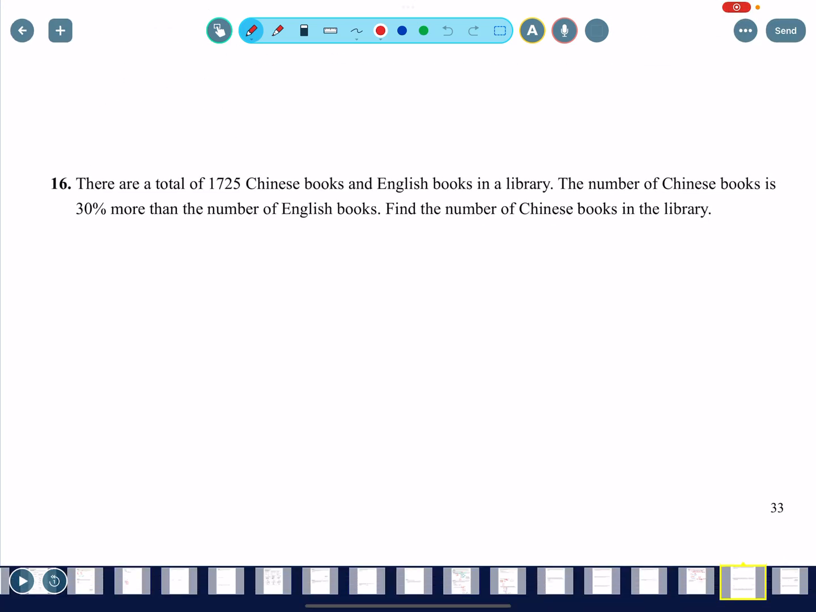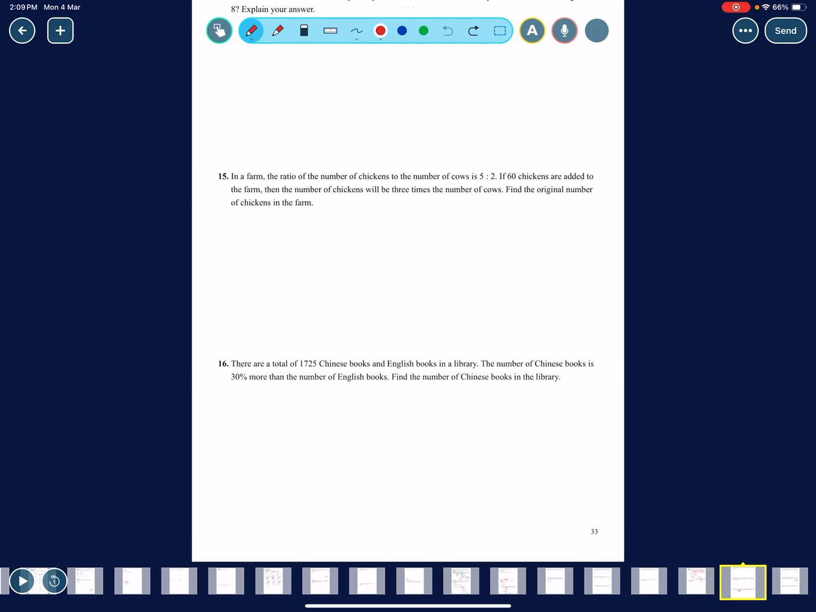Now these kind of percentage questions, it's usually like if they say 30% more than English books, then you're gonna go like 1 plus 30% more times the English books. So Chinese books is 30% more than English books. So English is here, times 30% more will be the number of Chinese books. Something like that. And you just change it to decimal and then simplify everything.